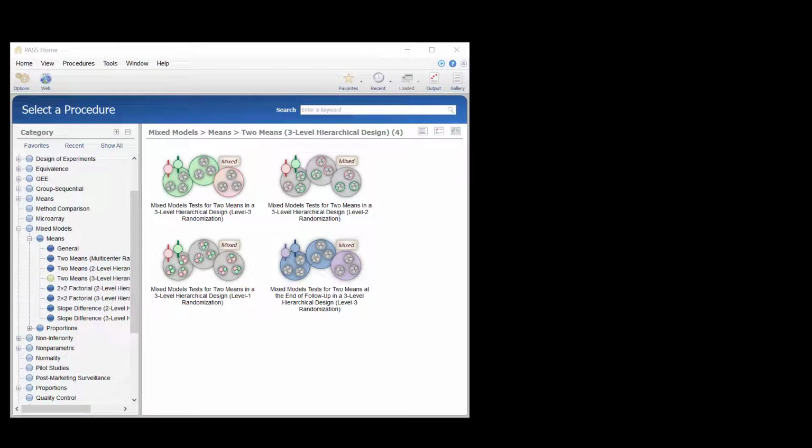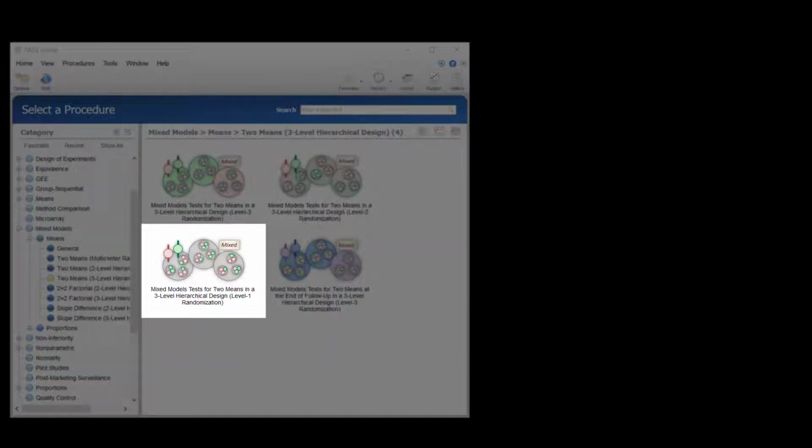Two examples of three-level hierarchical designs are clinics with doctors with patients and schools with classrooms with students. In a study for comparing two groups, the randomization assignment to treatment can occur at any of the three levels.